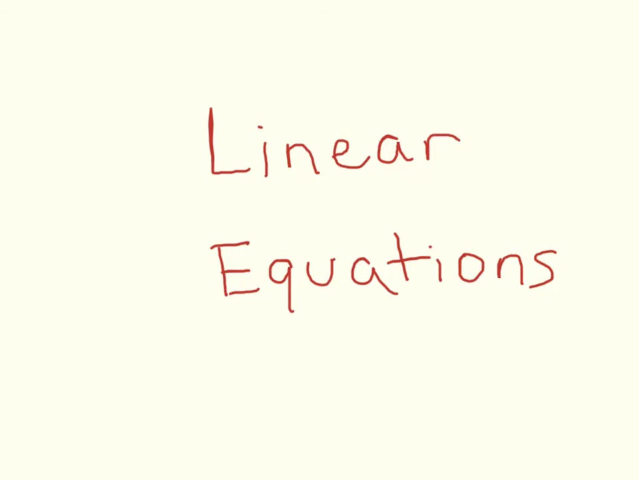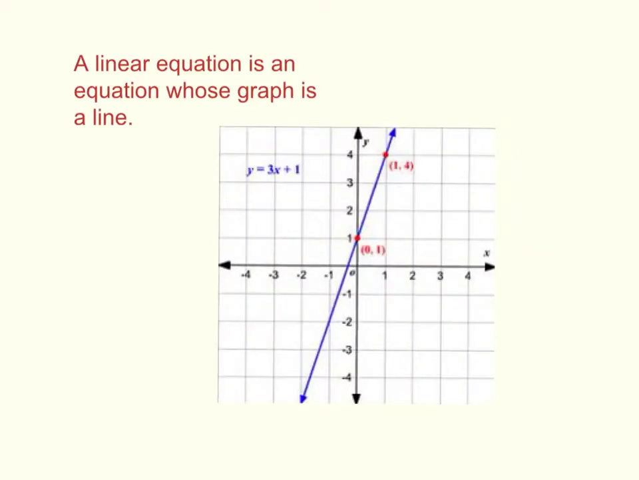Let's work with linear equations. Here's an example, and by definition, a linear equation is an equation whose graph is a line. As you see in this picture here, we have the equation y equals 3x plus 1, which does graph to a line, with a couple of points indicated as (0, 1) and (1, 4), as 2 points that happen to be on the line y equals 3x plus 1.